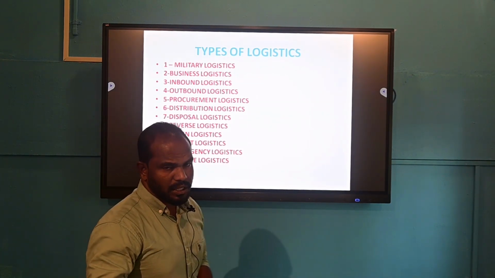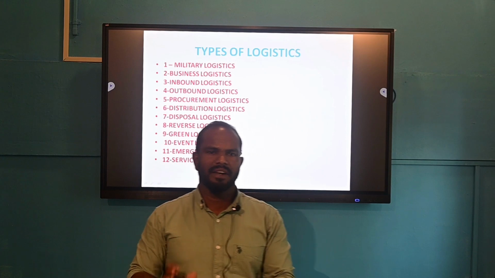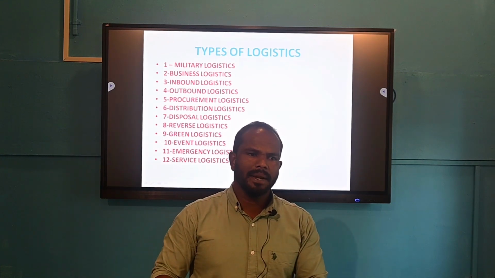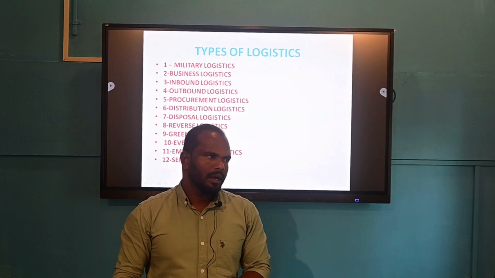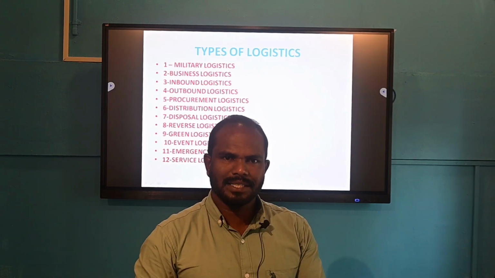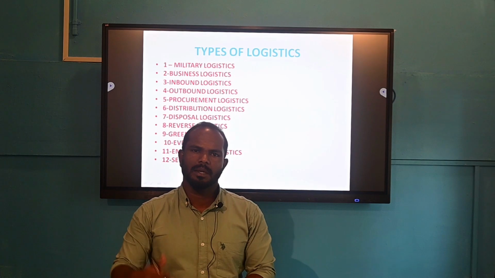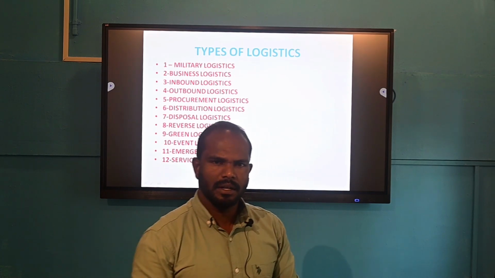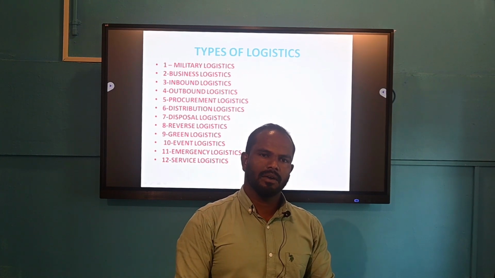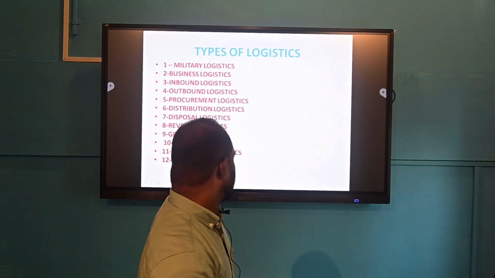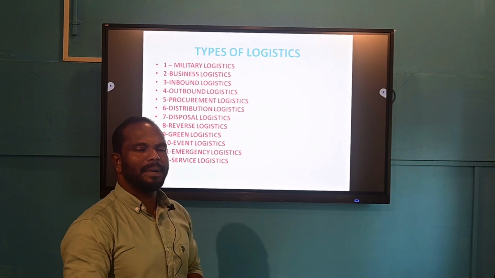Next one is event logistics. Event logistics is completely based on an event. For supporting an event, a company is supplying materials to the area. Material supplied to the area is known as event logistics. For example, nowadays GWC is supporting the FIFA World Cup. GWC is supplying most of the items to the stadium for the successful organization of the FIFA World Cup. It's the best example.